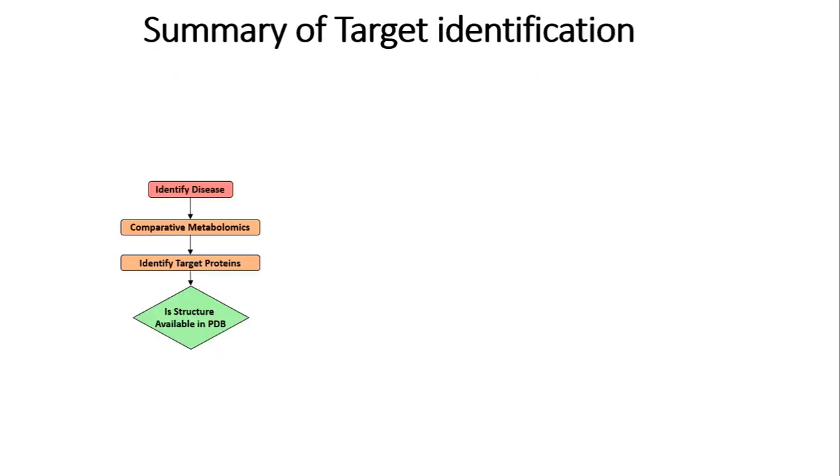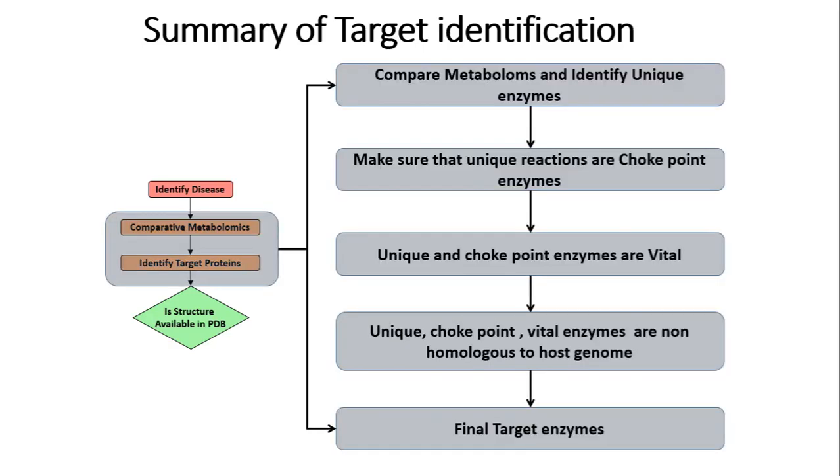Okay, so now the summary of target identification: comparative metabolomics would be used to identify unique enzymes. Then you would shortlist the enzymes which are unique, those that follow the choke point reaction.